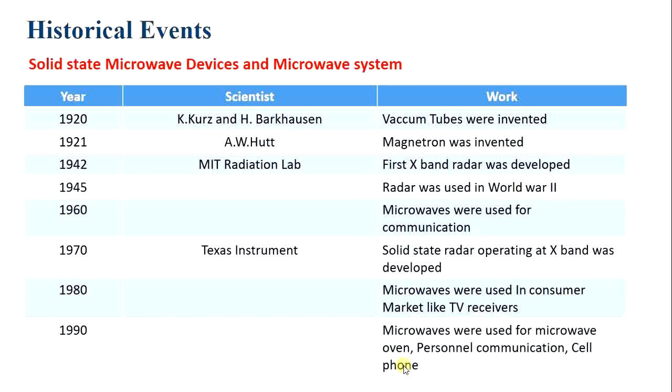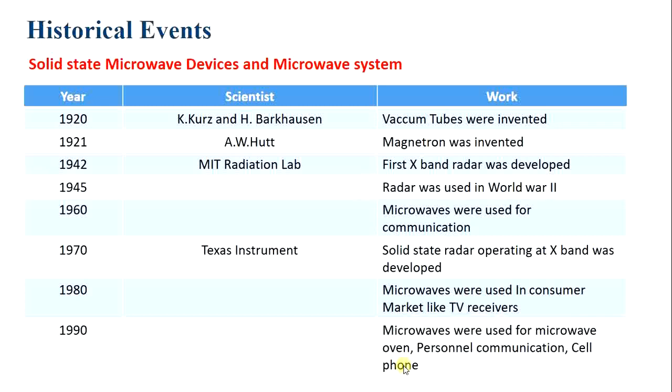Then we will see some historical events related to the solid state microwave devices and microwave system. In 1920s, Coors and Barkhausen invented the vacuum tubes. In 1921, A.W. Hull invented the magnetron. We will see what is magnetron in our further units. In 1942, at the MIT Radiation Labs, the first X-band radar was developed. In 1945, radar was used in World War II.